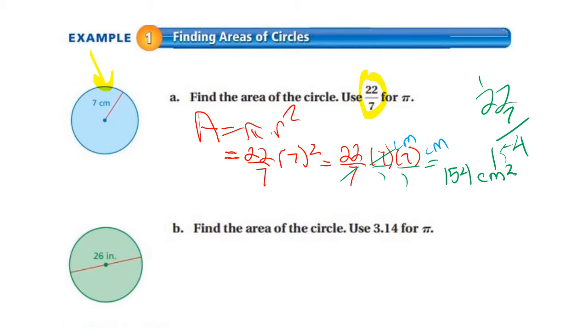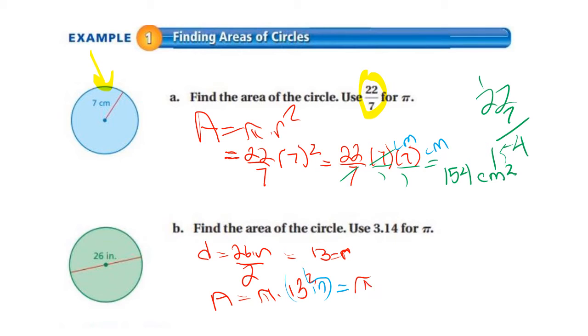We have a diameter this time. Diameter equals 26 inches. We can't use diameter in this calculation, so we have to divide by 2 to get a radius. So we know that the radius is going to be 13 inches. That's what we'll plug in. So the area equals pi times 13 squared, and that's actually 13 inches squared. So let's just change that. There we go. Okay, what we end up with is pi times 169.